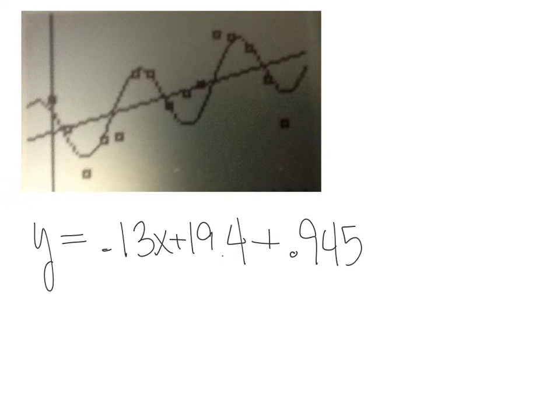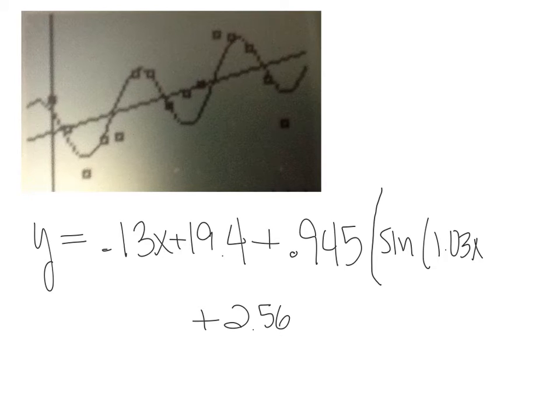Watch this. So here we have the linear function and the sine function added together. So our equation looks something like this. Y equals mx plus b plus 0.945 sine of 1.03x plus 2.56. I typed it into my calculator like this. In the equation I gave you earlier, I factored out the 1.03 to show omega by itself.